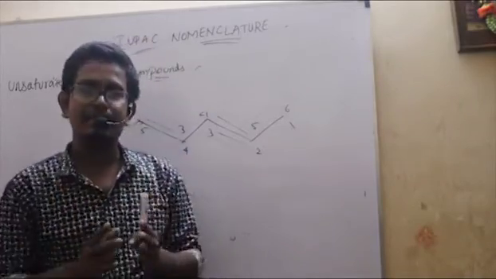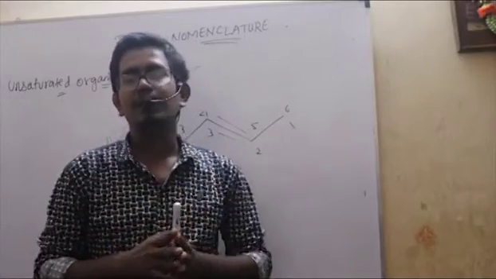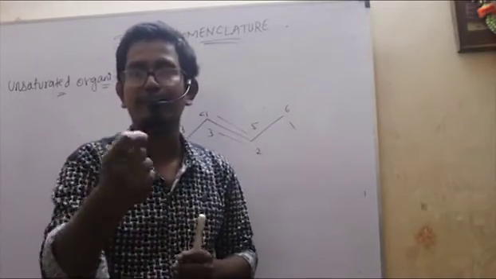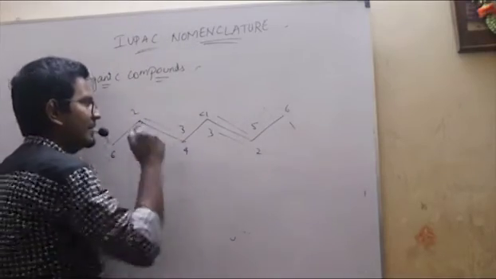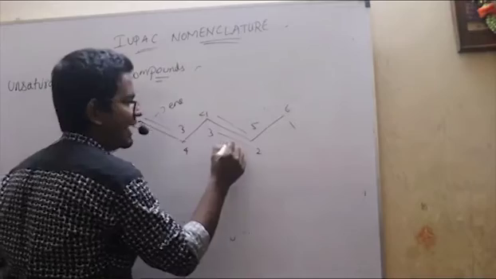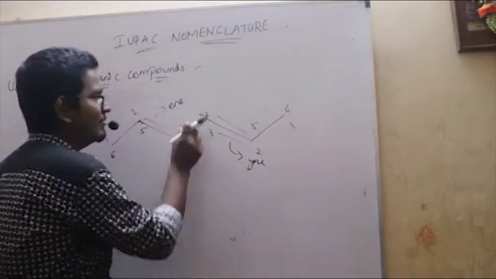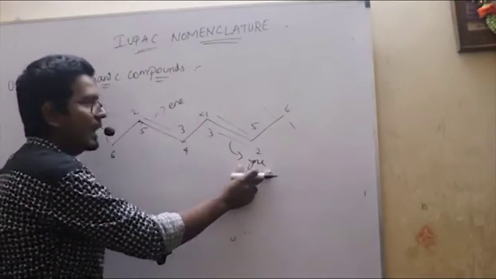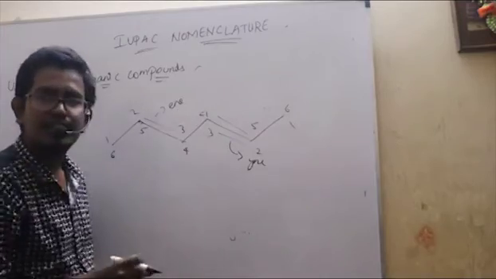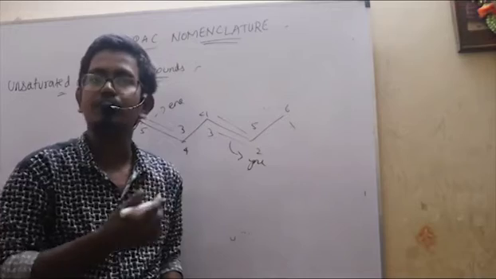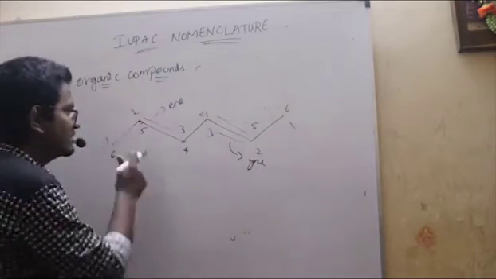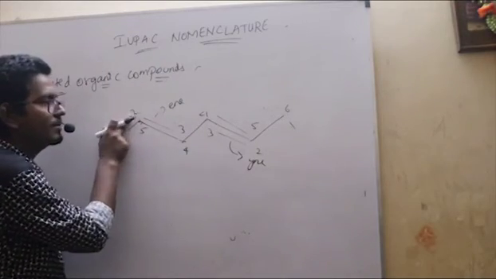If the numbering is the same on both sides, then we should give preference to the alphabetical order. In alphabetical order, it is "ene" and "yne". Whenever I am seeing the alphabetical order, I am seeing that "ene" is coming first. Then we should give the preference to the "ene". That "ene" should get the least number. So you can see here, this "ene" is getting the least number, at second.